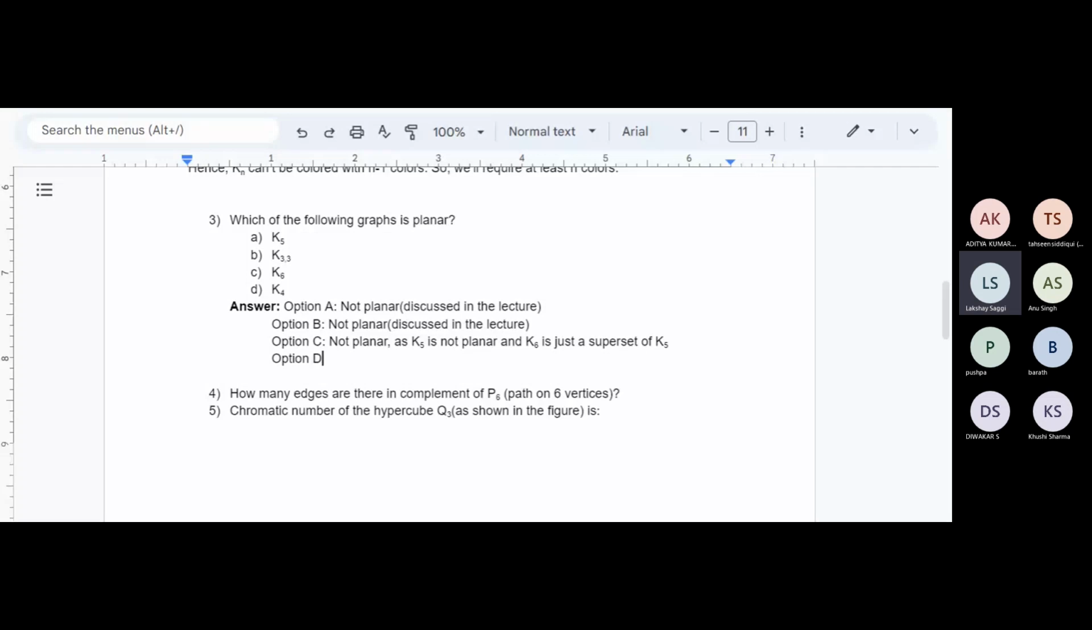We have these three options that are not planar, and option D is K4. K4 is actually planar. I'll show you guys a figure of how it is planar. K4 is just a complete graph on 4 vertices. To show something is planar, we just need to show an embedding of that thing on a plane. So we just need to show how we can have the K4 graph on a plane. We can have K4 on a plane in this manner.